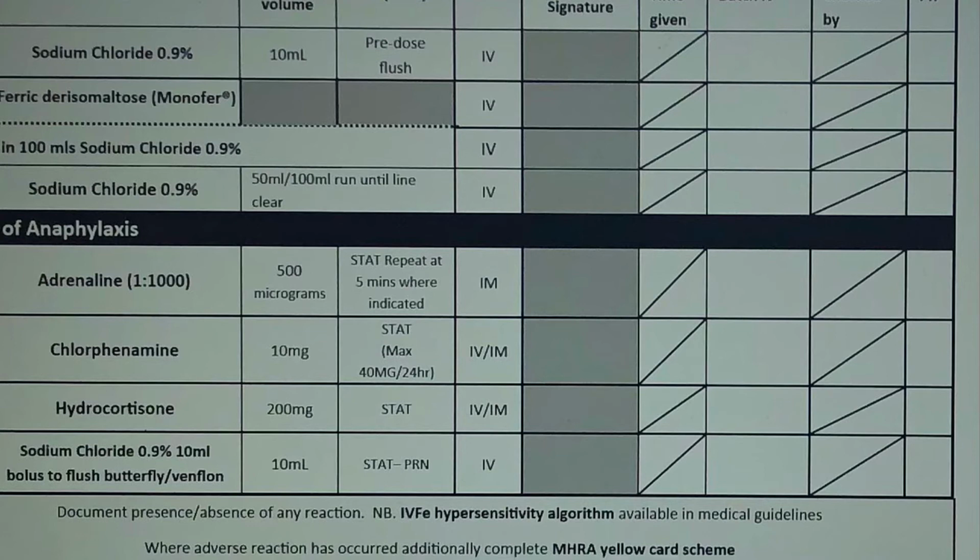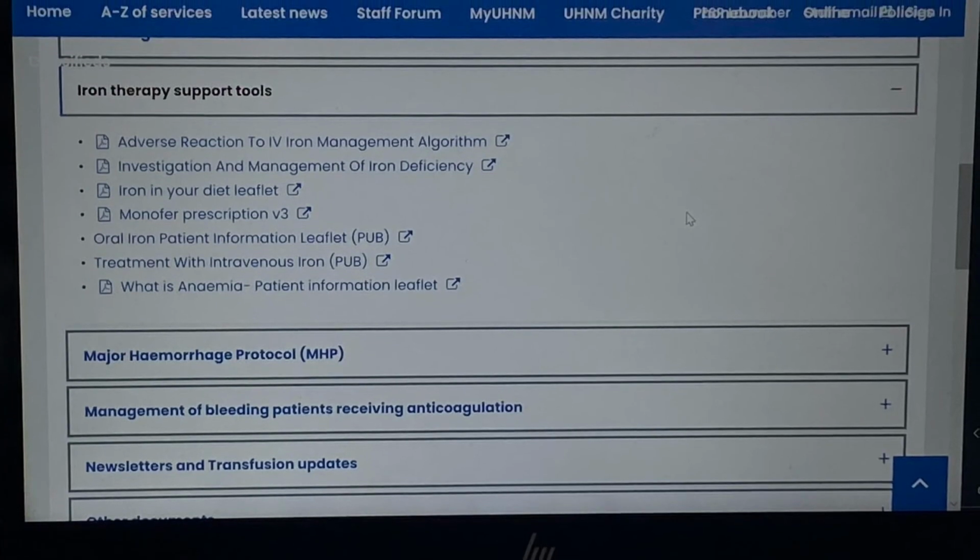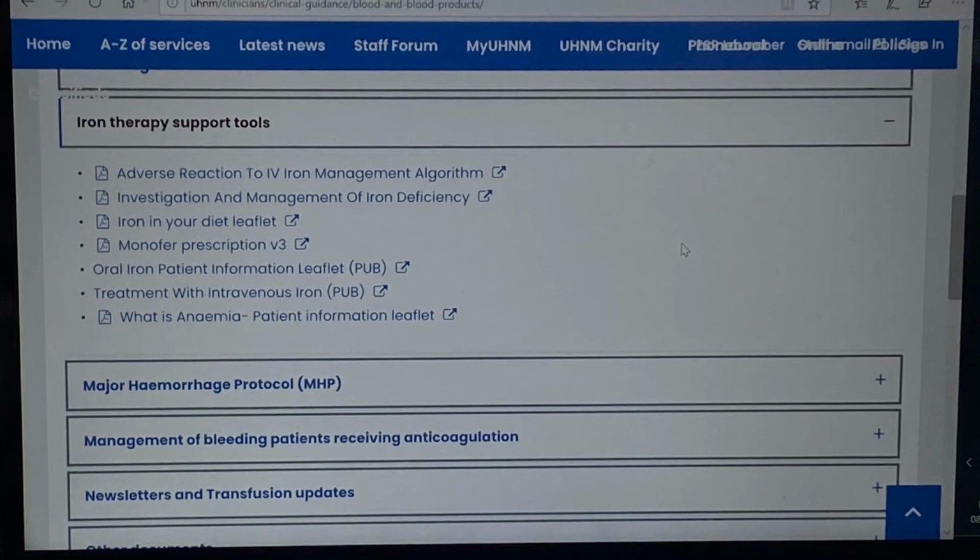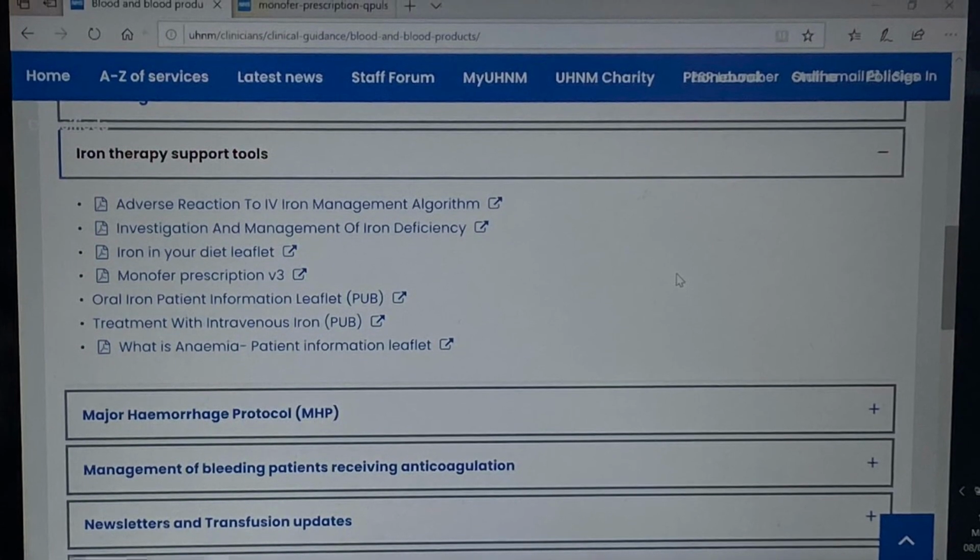This prescription is then sent to pharmacy for the medication and used by the nursing staff for administration. It should then be scanned and uploaded to iPortal. Further advice on iron can be found on the Blood and Blood Products webpage.